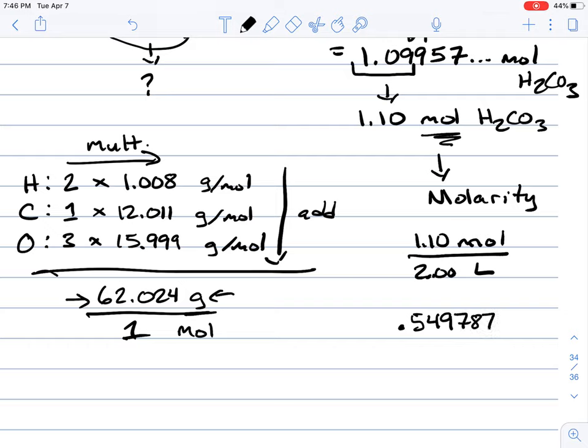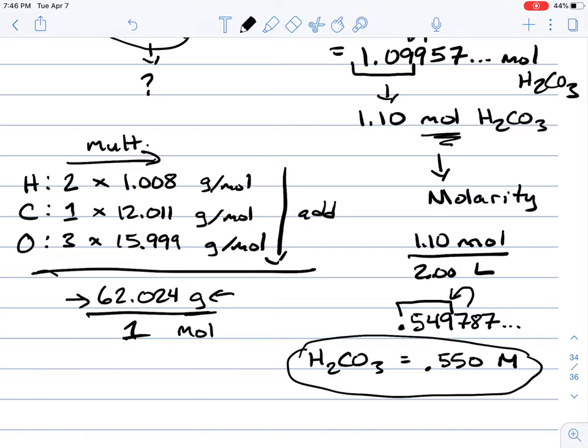Seven, eight, seven, and there's a whole bunch of numbers. Once again, 3 sig figs. And so I'm just going to keep the first 3 sig figs that I see. This 7 will round the 9 up. And so the concentration of my carbonic acid, which is my weak acid, is going to be 0.550 molar.